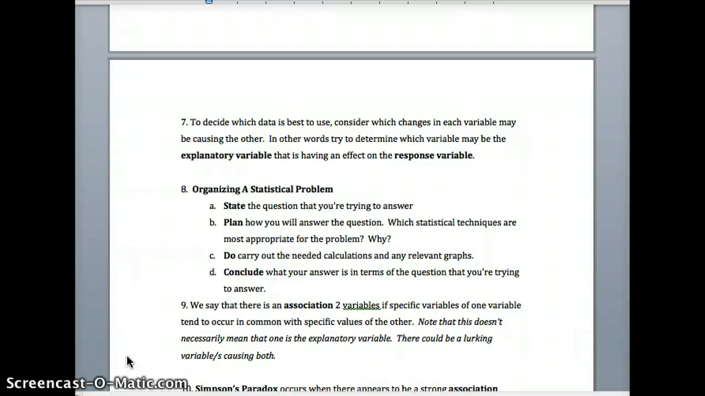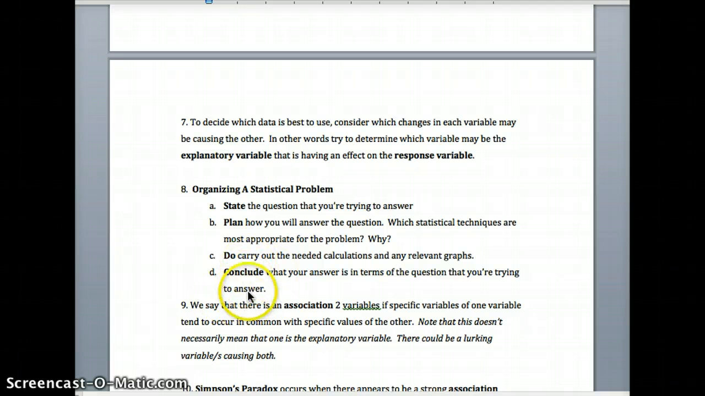When we organize problems this year, we're going to look at state, plan, do, conclude. One way you can remember this is statistics problems demand consistency. That's one the book offers. Not my favorite, but if it helps you, cool. If you think of a better one, please let me know. So we're going to organize by stating our problem, planning, checking conditions, and deciding which method, which calculations we need to do, carrying out our calculations, and then concluding by explaining what our calculations mean.